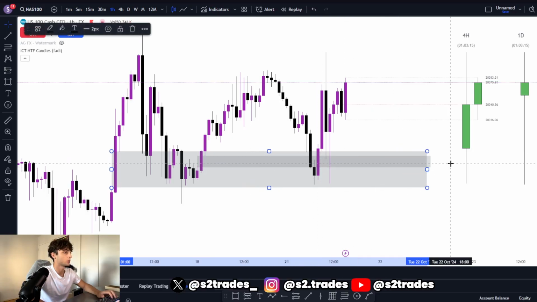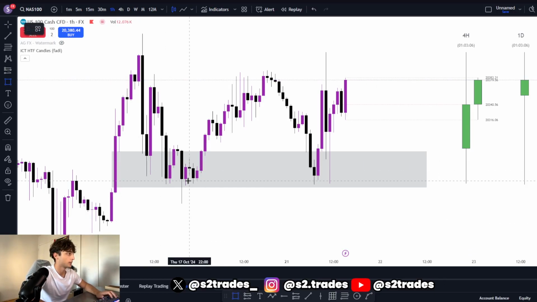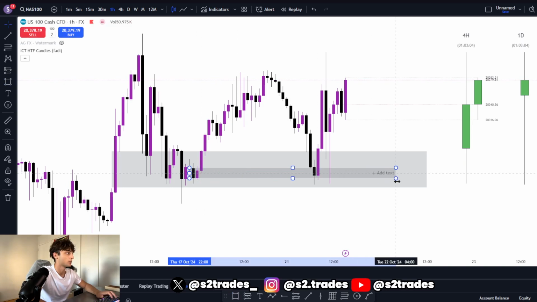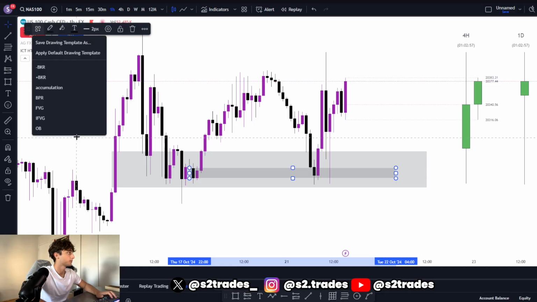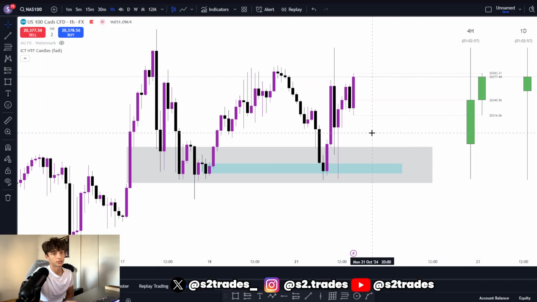So the fair value gaps are overlapping. I'm just gonna erase this one. One thing I also noticed is that we have an order block right here. So this is our order block, and this is a very strong confirmation that price is gonna start going up.